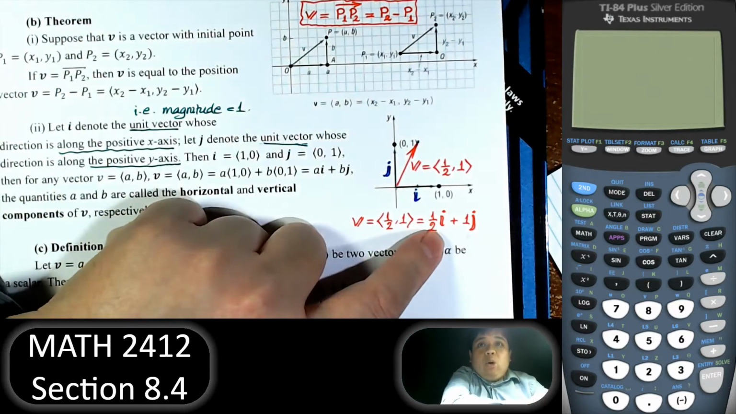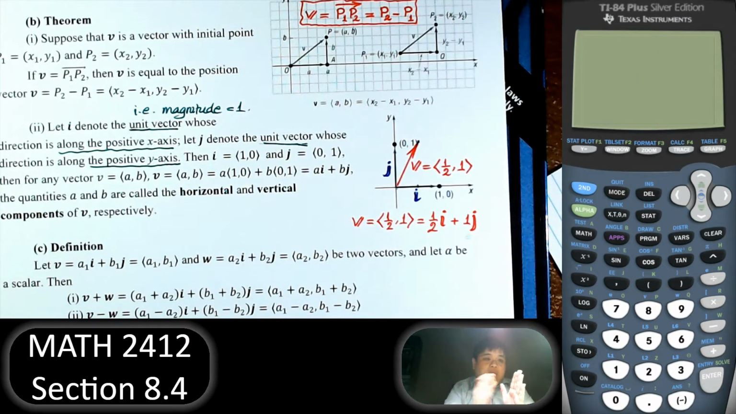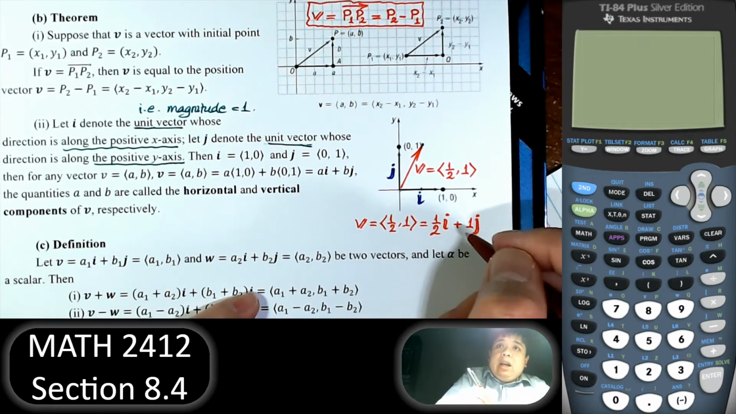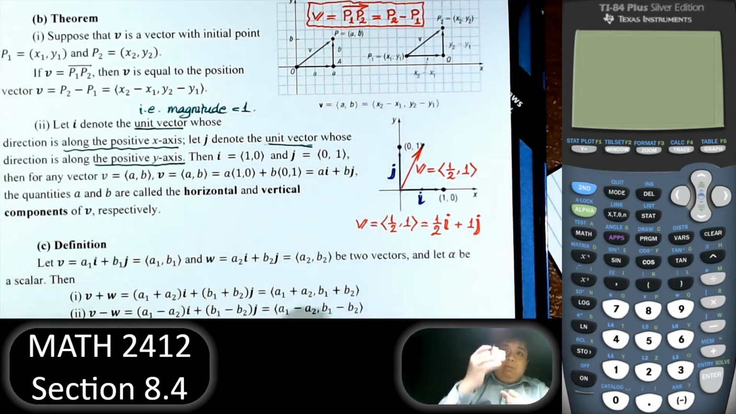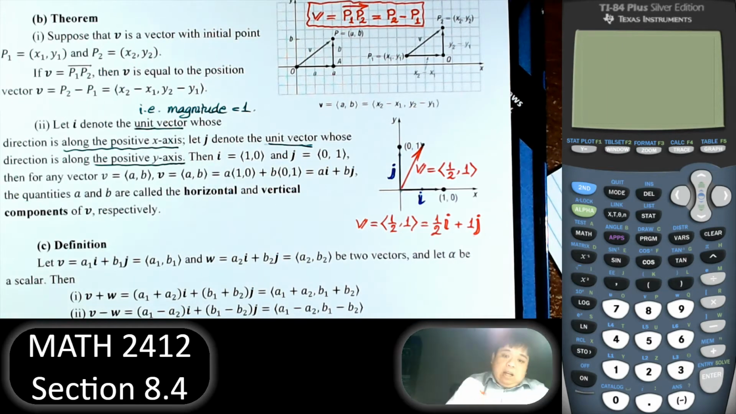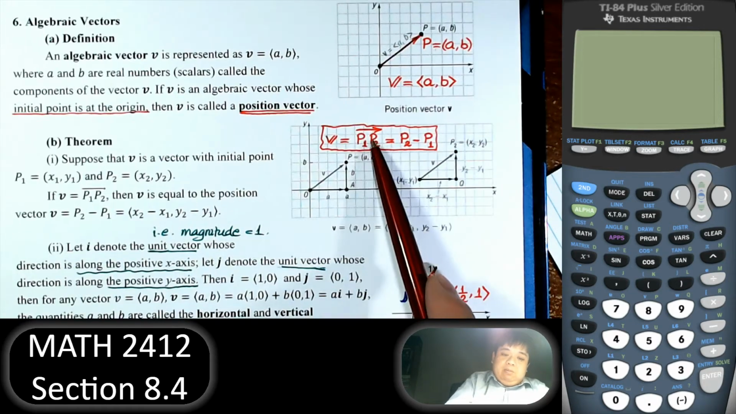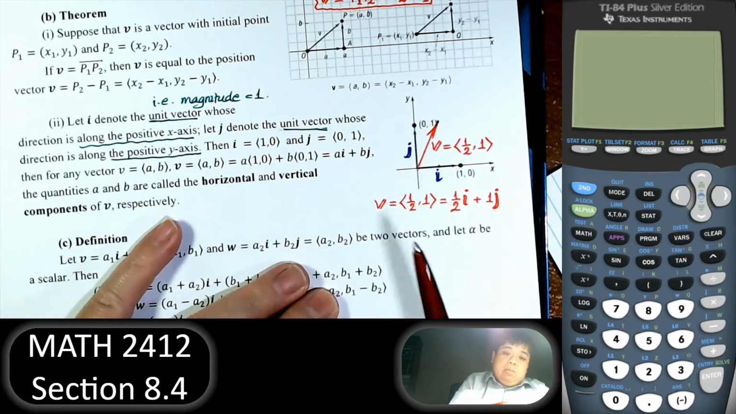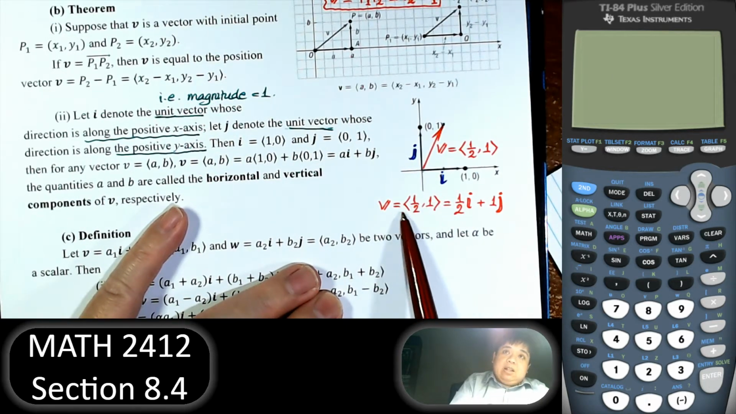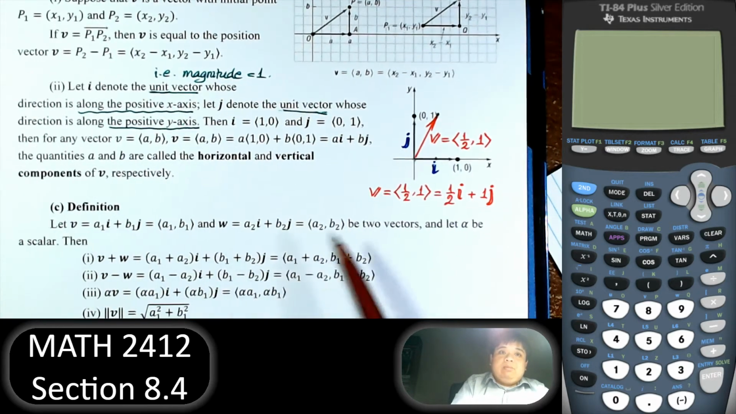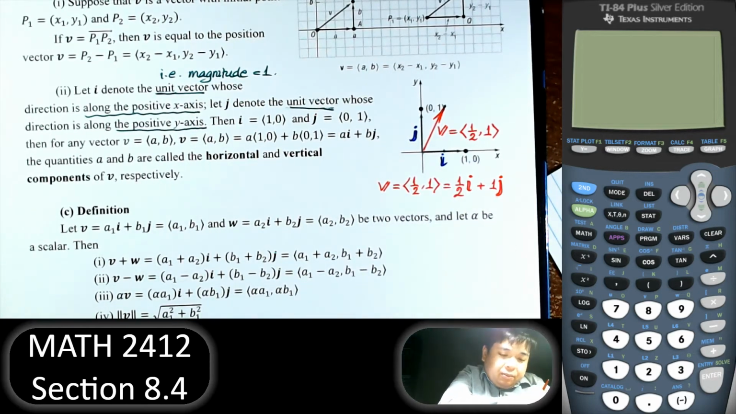So the i component gives us the horizontal component, how much we go to the right. If it's negative, of course, it goes to the left. And j is the vertical component. If it's positive, go up; negative, go down. It tells us how many units we go up or down. We can write a vector geometrically in this form, but algebraically we can write it in angular bracket notation or ij notation.